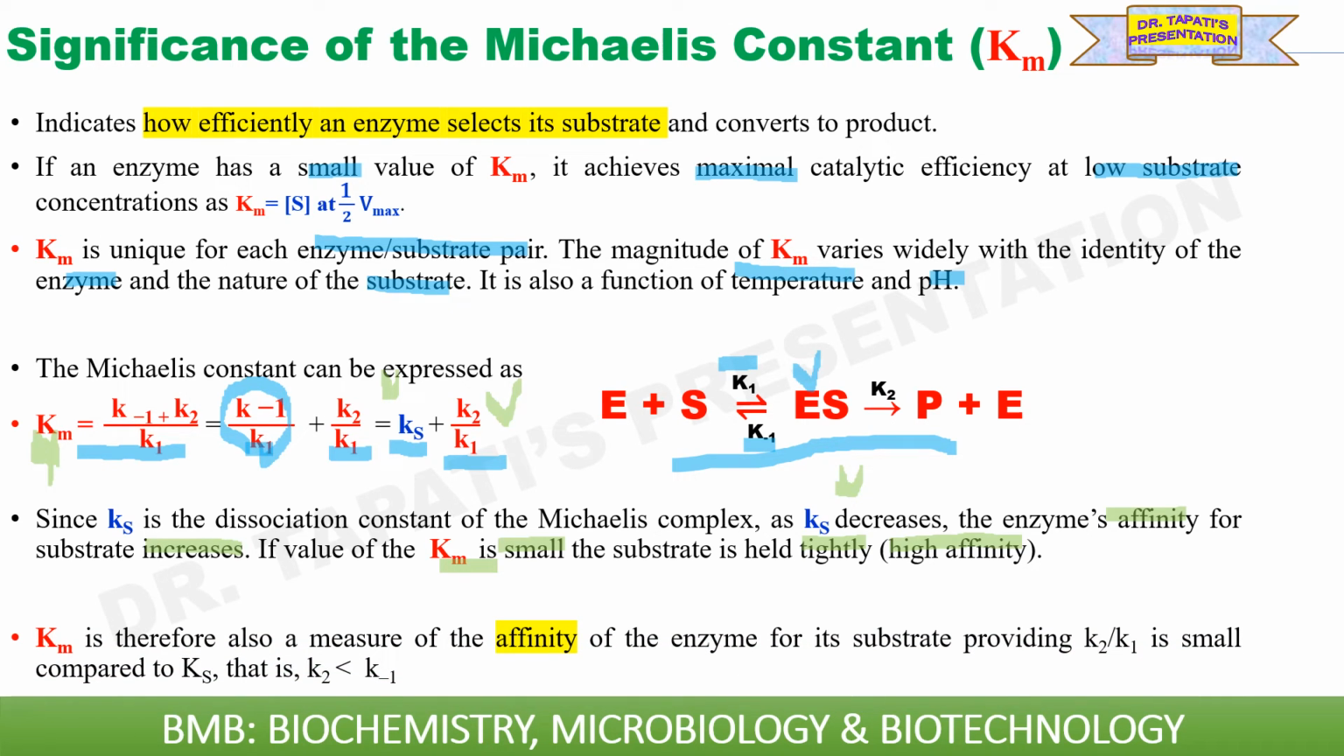Km is therefore also a measure of the affinity of the enzyme for its substrate, provided K2 by K1 is small. K2 value is very small as it is the rate limiting step. K2 by K1 is small compared to Ks, that is K2 is very less than K minus 1.